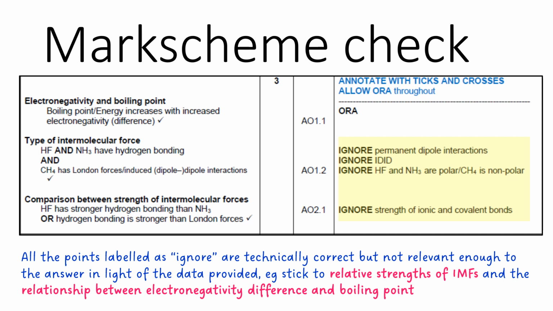So the 2 points to make are the relative strength of the intermolecular forces, because that directly affects the boiling point, and related to that is the relationship between electronegativity difference and boiling point, because the data to do so was provided.